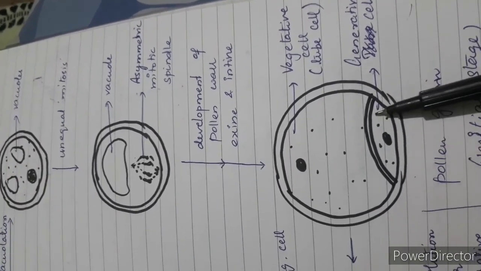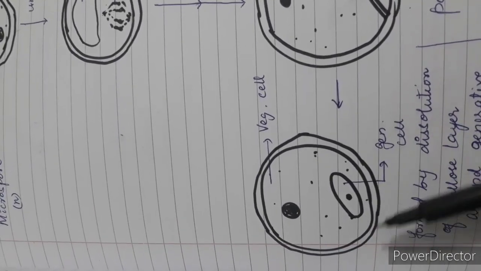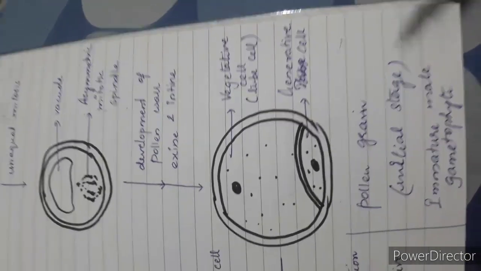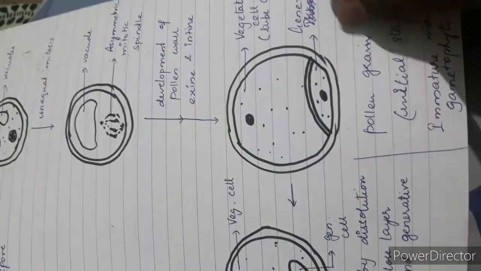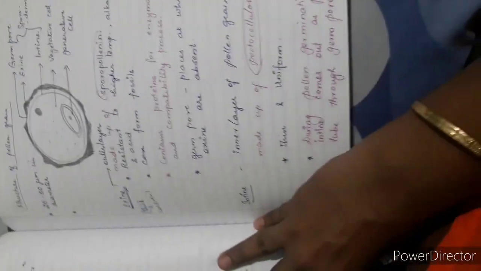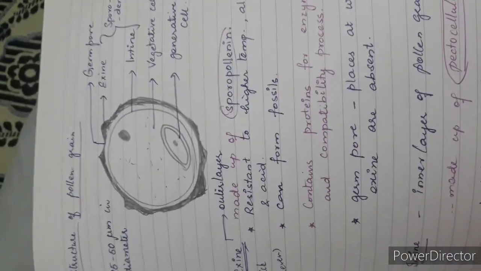Then the callose layer was dissolved by callase enzyme, and you could see in the last diagram the generative cell floats in the cytoplasm of the vegetative cell. This is what happened. So what we see here, the pollen grain, is a male gametophyte, but it is immature with two cells. Normally in many angiosperms the pollen grains are released at the two-celled condition. There is going to be one vegetative cell and one generative cell.